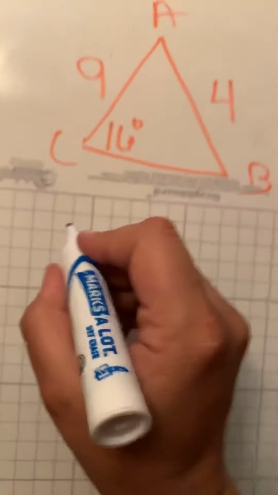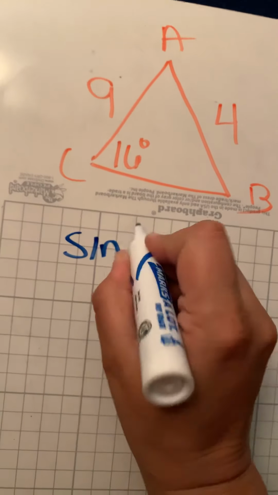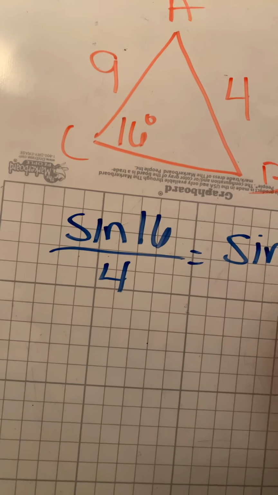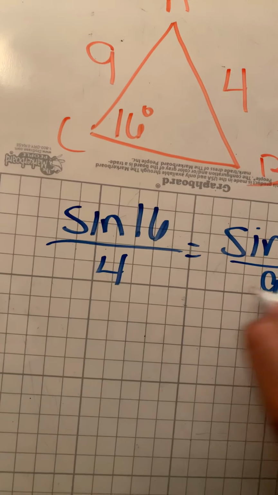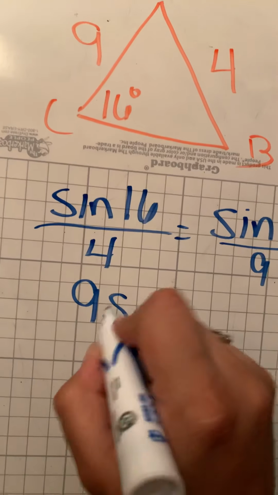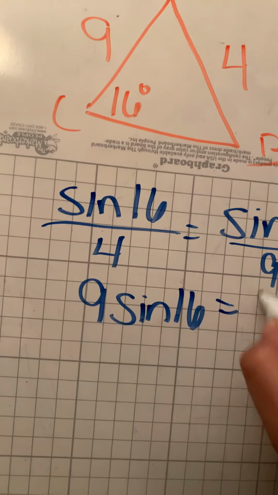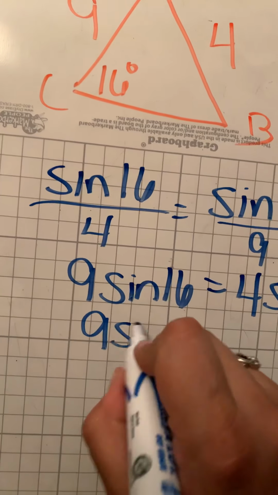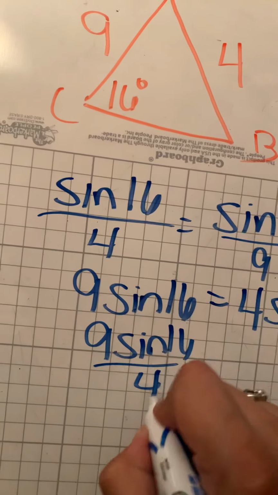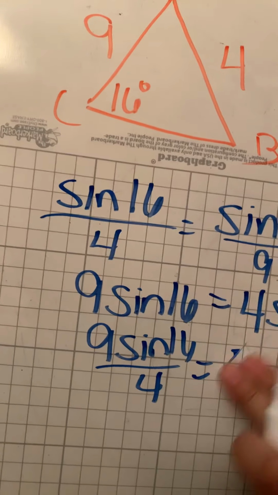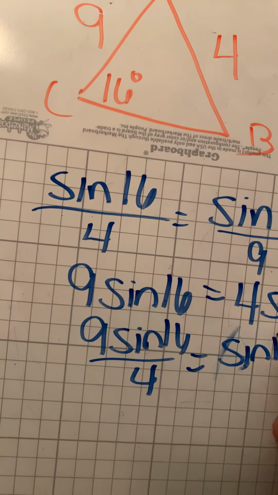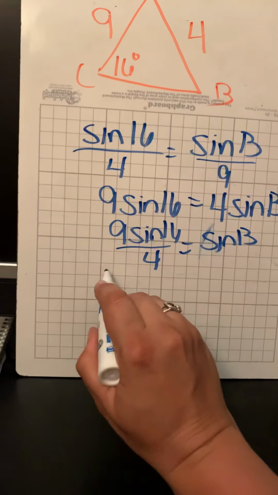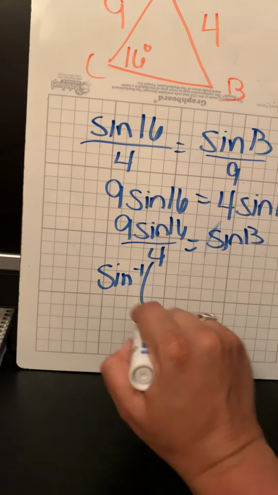So we would have sine 16 over 4 equals sine big B over 9. Cross multiply. 9 sine 16 equals 4 sine big B, divided by 4. 9 sine 16 divided by 4 equals sine big B. How do you get an angle then? Sine inverse. So this would be sine inverse of this whole thing equals big B.